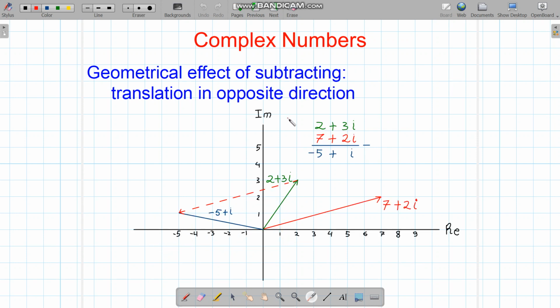And for subtraction, it's also a translation but in the opposite direction. So it's like a vector subtraction. So we have 2 plus 3i again, same example, but this time we subtract. So instead of going in the same direction as the red vector, we go in the opposite direction.